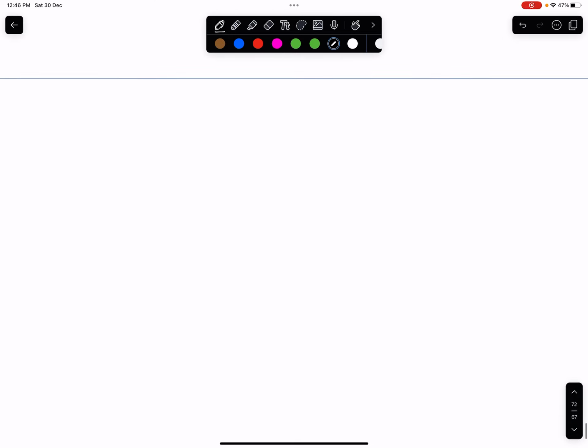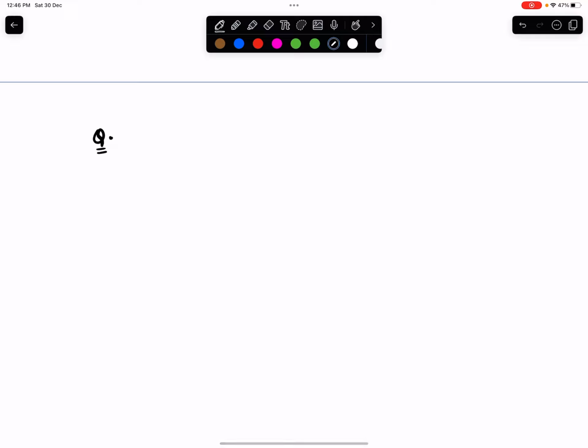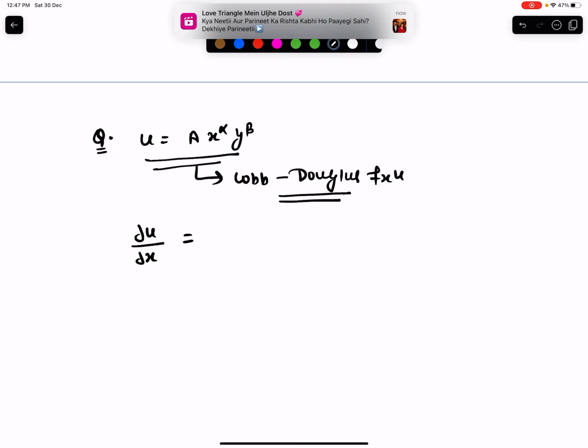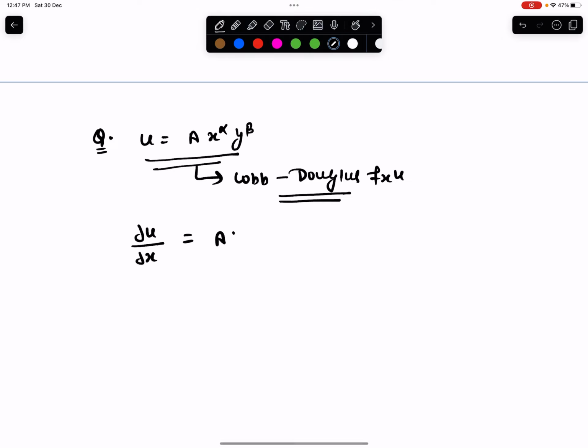Now some of the important questions are, question number one, u equals a x raised to the power alpha y raised to the power beta. This is our Cobb-Douglas function. This is also a property of the Cobb-Douglas function. How will we differentiate curly u by curly x? We have a y beta curly by curly x of x raised to the power alpha. Everything remains constant and we differentiate just x raised to the power alpha.